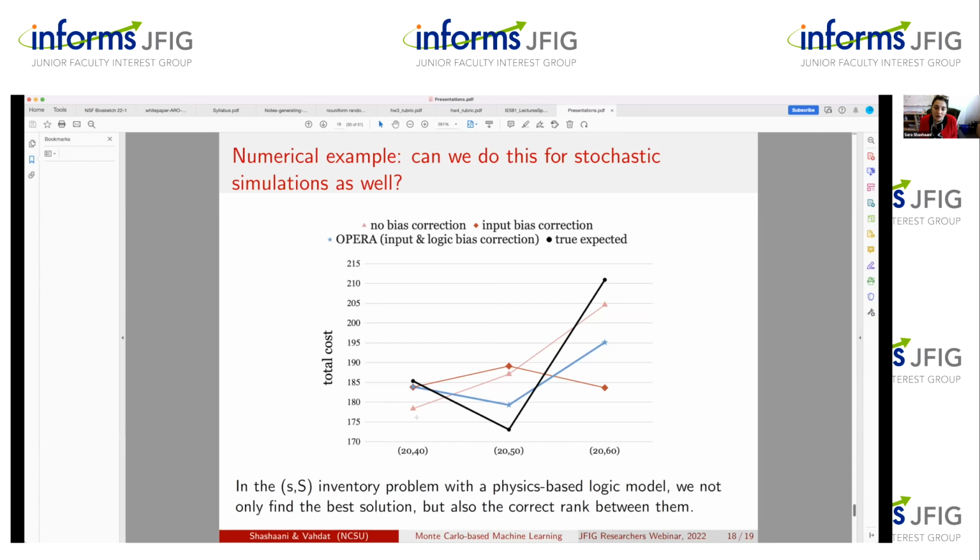And in this case, you can see that when I use OPERA, which is the name I use for our method. I didn't use it consistently throughout the talk, so I apologize. But this is the one that uses input and logic bias correction. And you can see that it finds the correct optimal strategy among these 3, but it also finds the correct ranking of the 3 strategies, right? So if I want to know the middle one is the best, but what is the next best? This is also able to find that for me. So even though machine learning was inspiring me to go deeper into the logic uncertainty, I think it's something that can benefit the simulation itself when we are doing, for instance, calibrations of the model and so on.